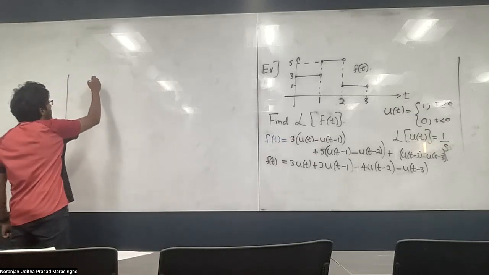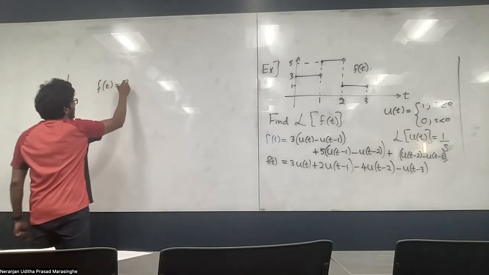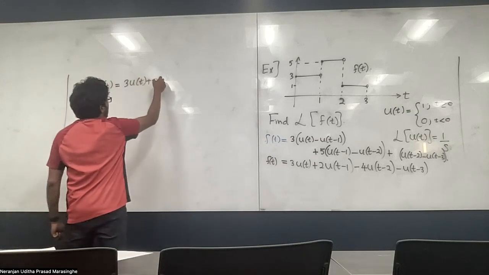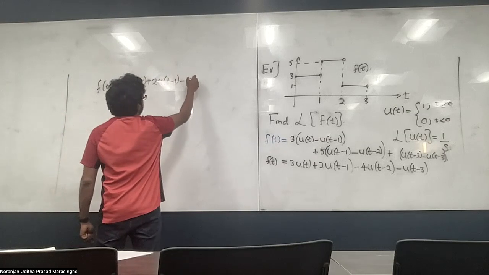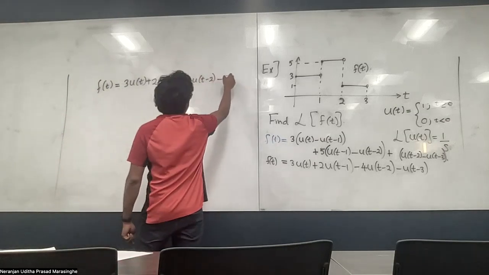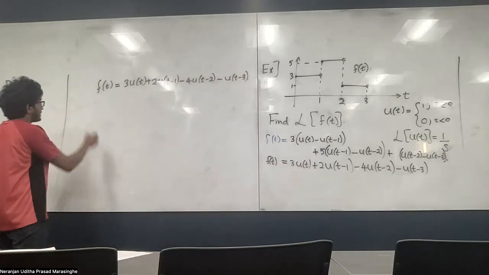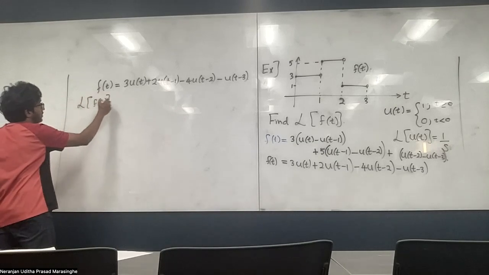So what is my f(t)? My f(t) is going to be equal to 3 times u(t) plus 2 times u(t minus 1) minus 4 times u(t minus 2) minus u(t minus 3). Okay. Right. Now let's consider the Laplace transform of this function.